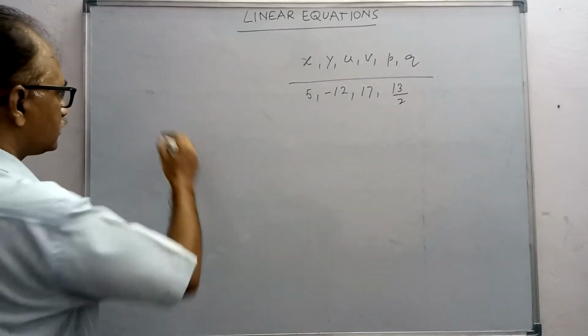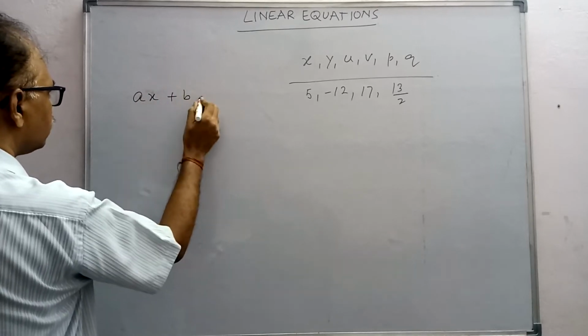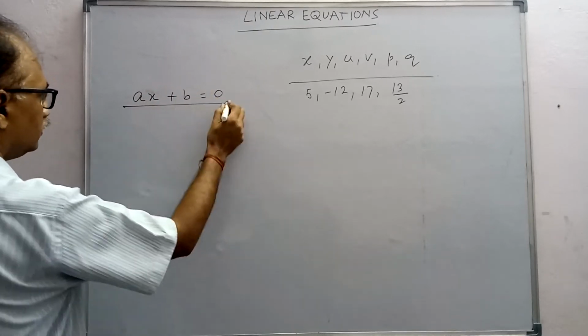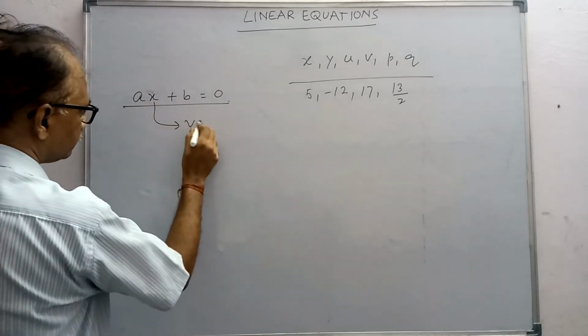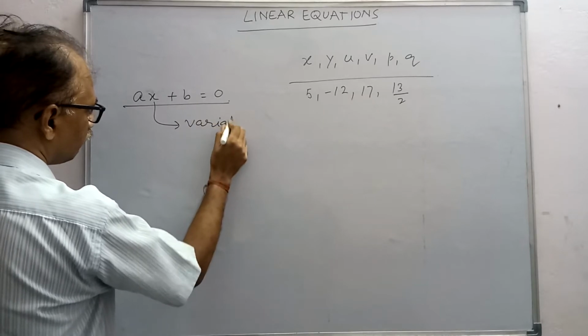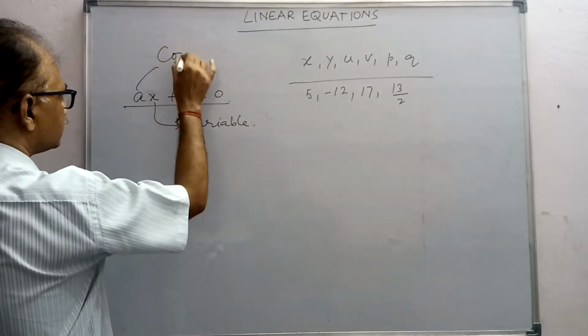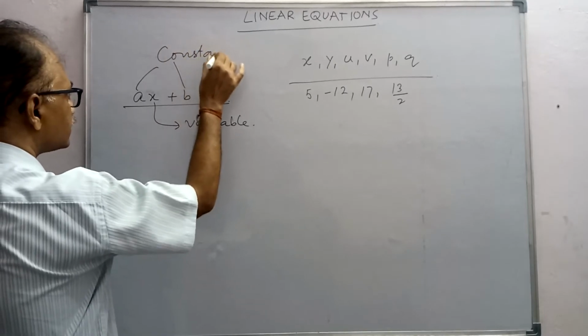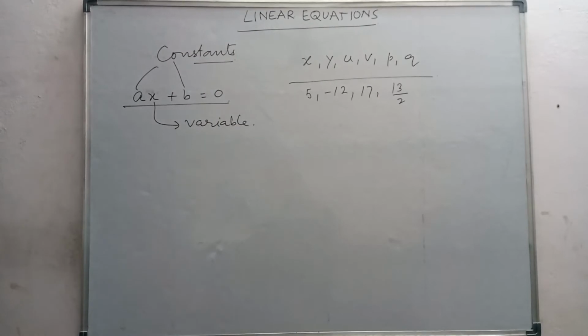So whenever there is a linear equation, you have to solve it. Let us suppose that this is a linear equation: ax plus b is equal to 0. Now here you see x is a variable, and a and b are called constants. The values are fixed.